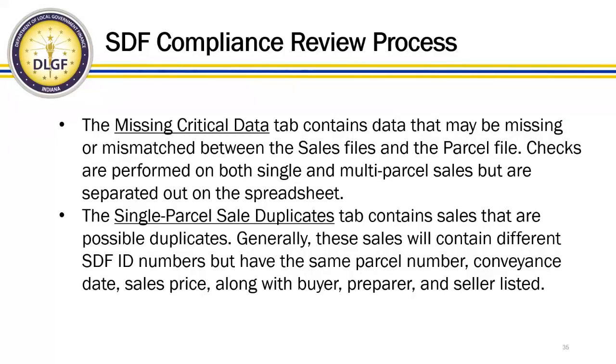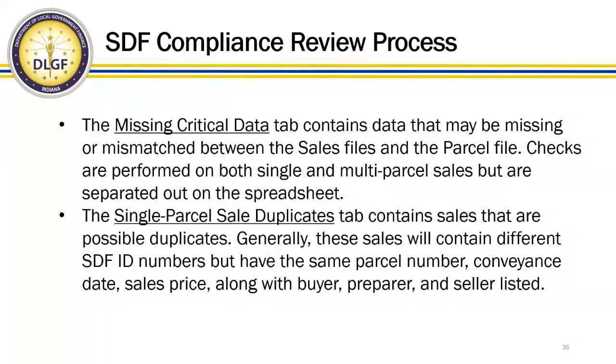All right, as I mentioned before, the missing critical data tab contains data that may be missing or mismatched between the sales file and the parcel file. These checks are performed on all the different sales that took place, both single and multi-parcel sales, but we separate those 2 sections out on the spreadsheet. So when you get this spreadsheet back, if you have missing critical data, there will be a section at the top that goes over the single parcel sales, and a section at the bottom that goes over the multi-parcel sales. But again, that is the most important one. It basically is the main determiner in your compliancy status.